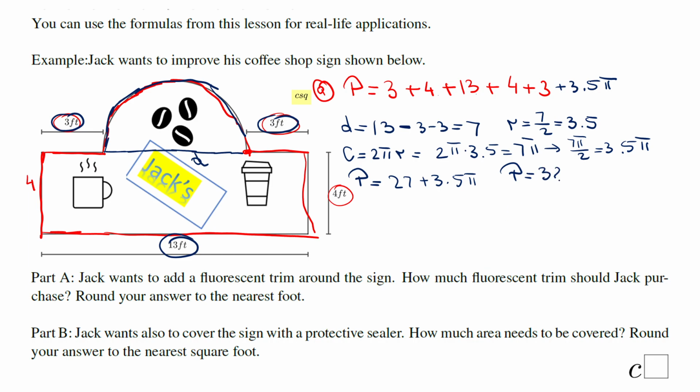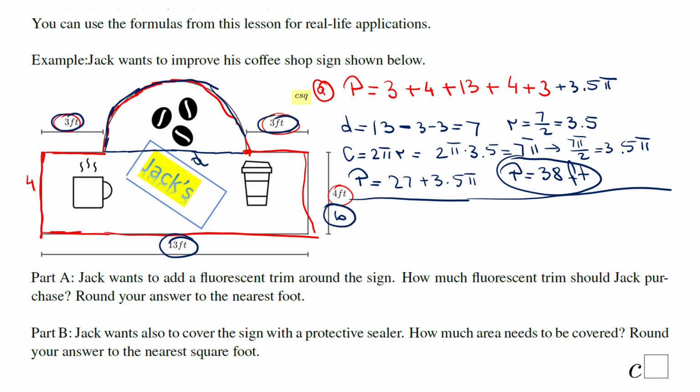So Jack needs 38 feet of trim around his coffee shop sign. And this is part A. Let's go to part B. Hopefully I have enough space.